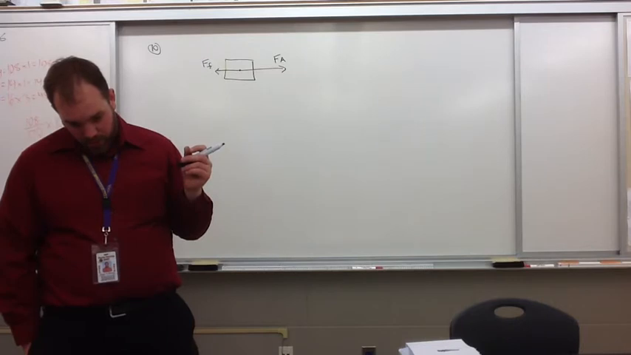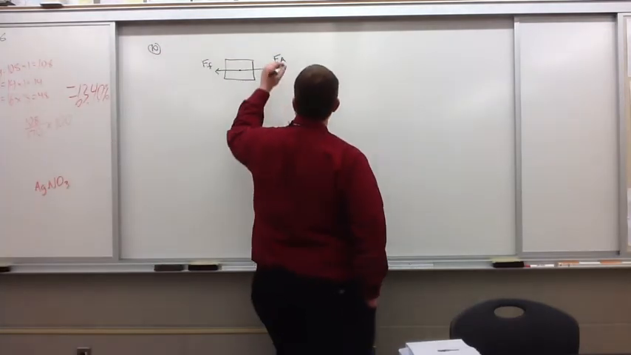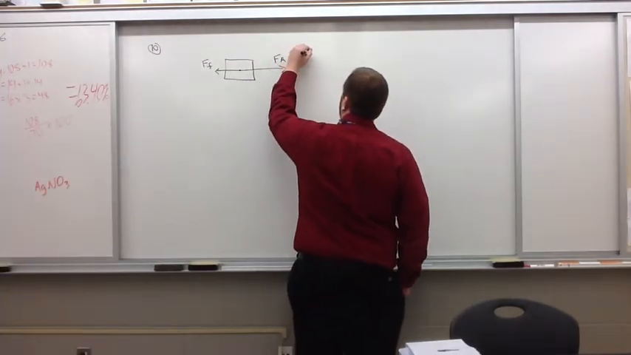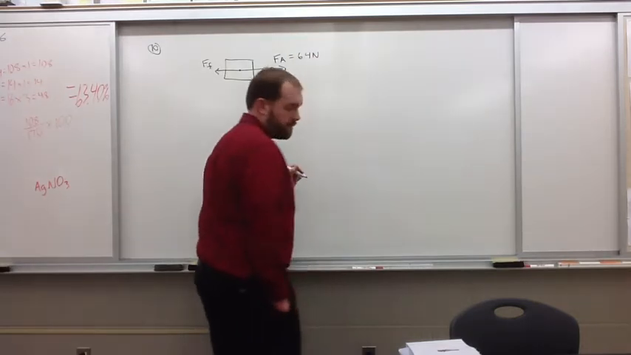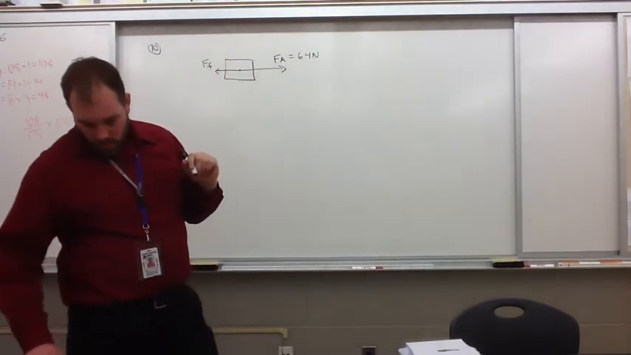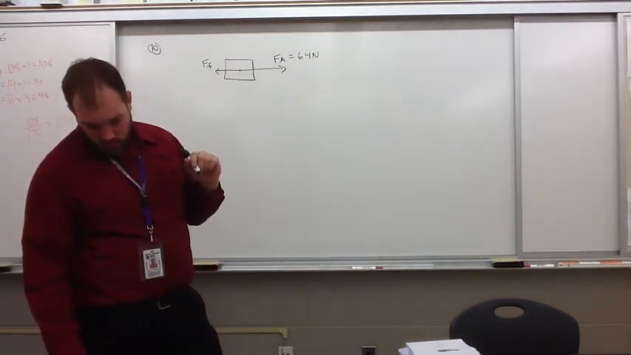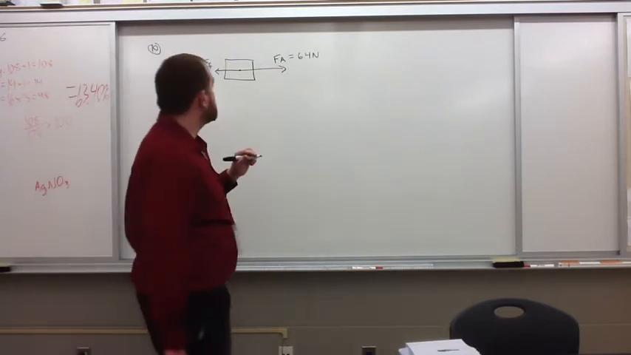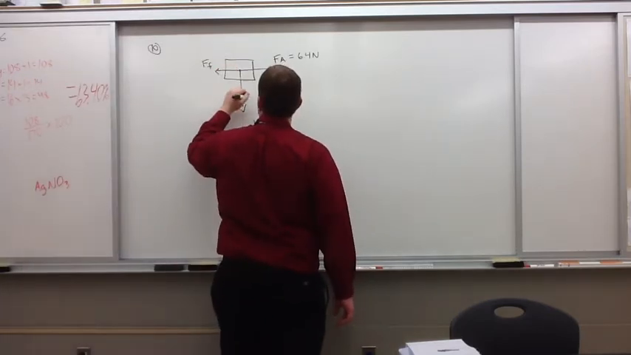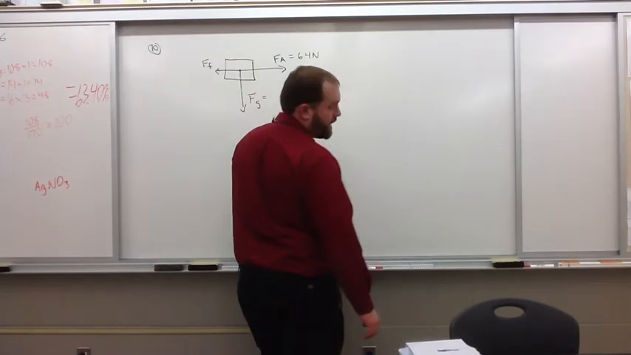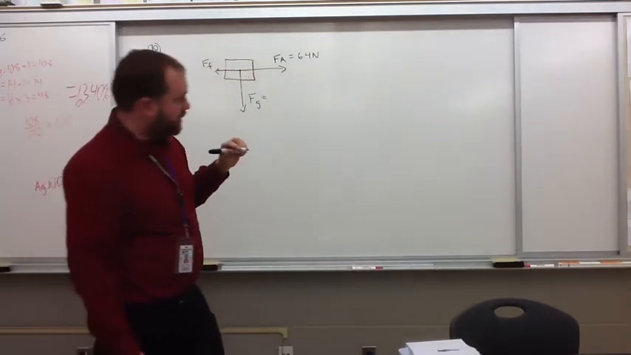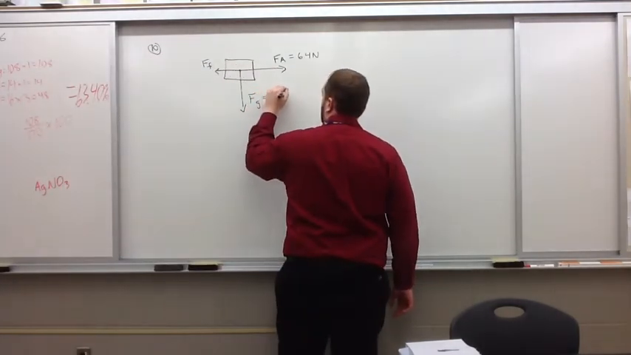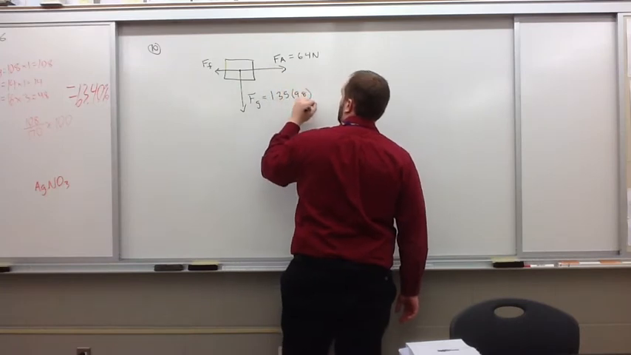Coefficient of friction between the book and the desk, they give it to you. She applies a horizontal force of 6.4 newtons. Okay? And we know the mass of the book. So the force due to gravity is going to be the mass of the book, which is in kilograms, 1.35, times 9.8.